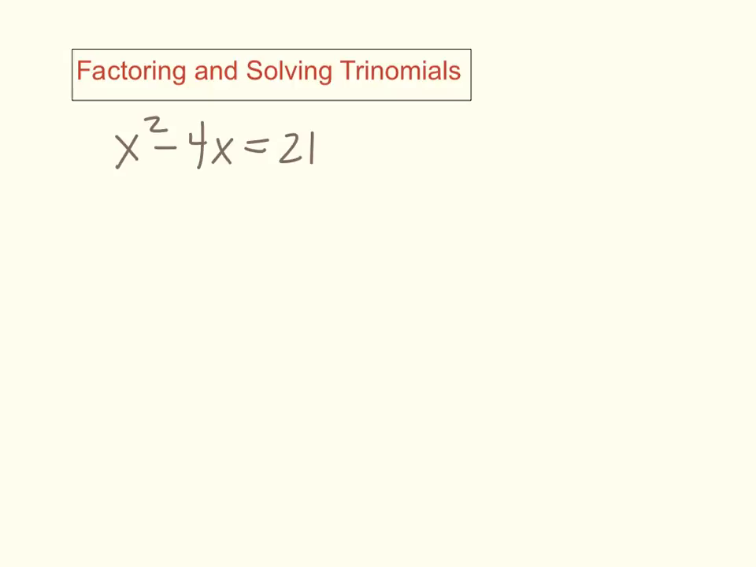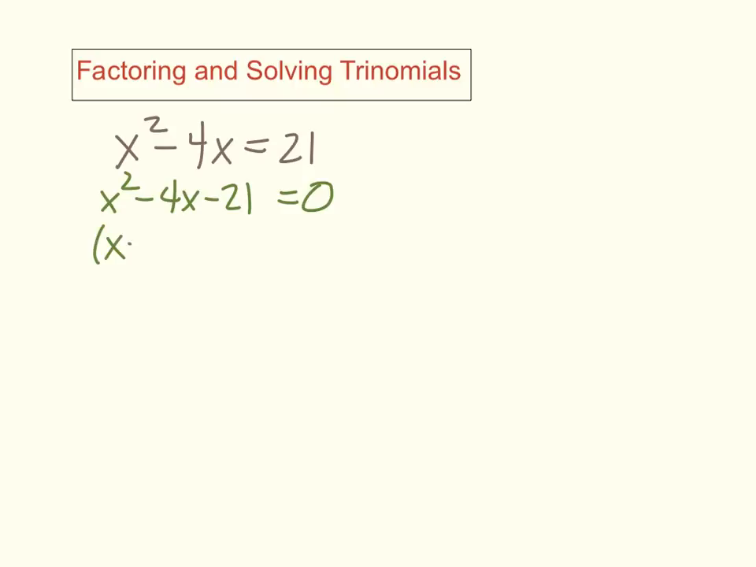And you can see this problem right here is different than the ones you've been solving because we don't have it equal to 0, and we need to have it equal to 0 in order to factor it so that we can use our multiplication property of 0 at the end. So I do want to subtract 21 from both sides, so that gives me x squared minus 4x minus 21 equals 0. Then I look for my two magic numbers that multiply together to give me negative 21 and add together to give me negative 4.